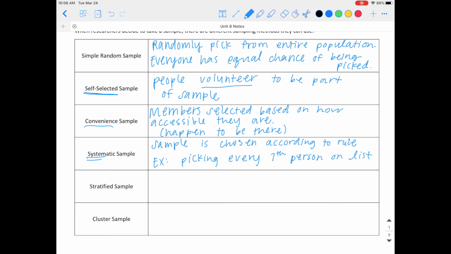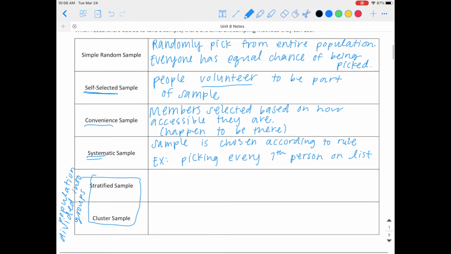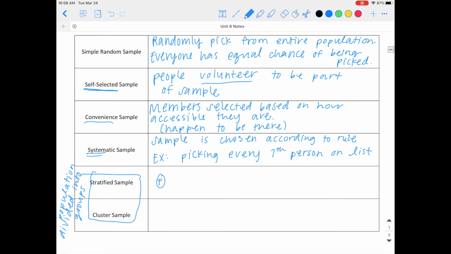Okay, and then these last two are a little confusing because they seem very similar to each other. Both of them have to do with dividing our population into groups. So both of these, the first step is to divide it into groups. For a school, the easiest way to divide it into groups would be by class: freshman, sophomore, junior, senior.